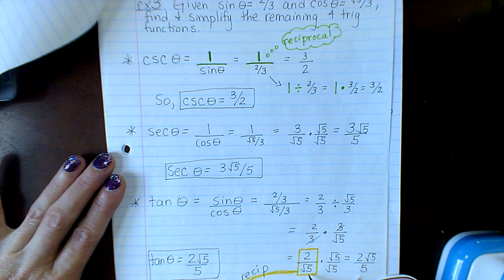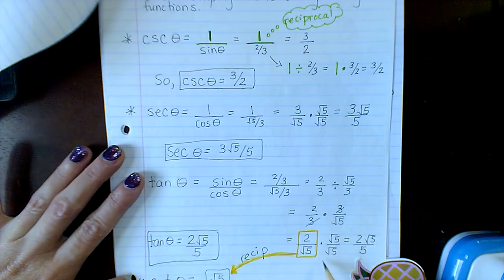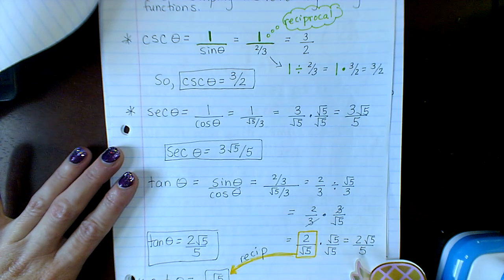And once again, here we go with that rationalizing. I get root 5 over root 5, so 2 root 5 over root 25. So the tangent is 2 root 5 over 5.